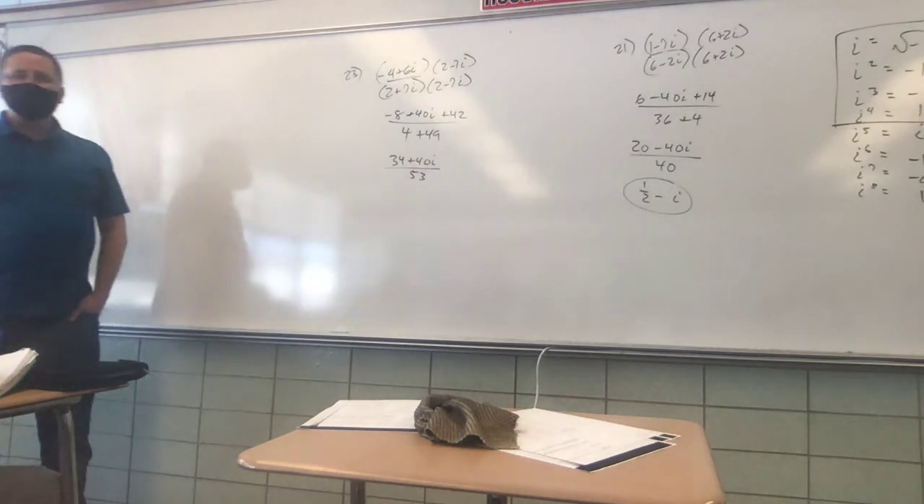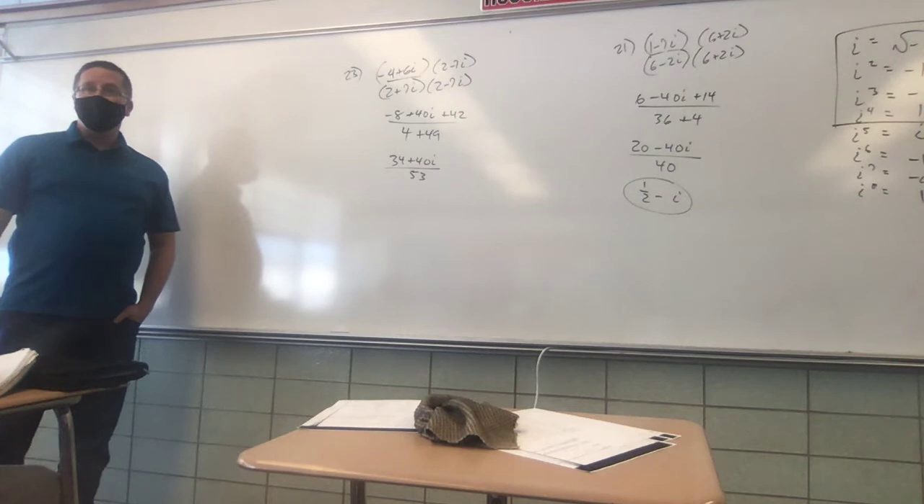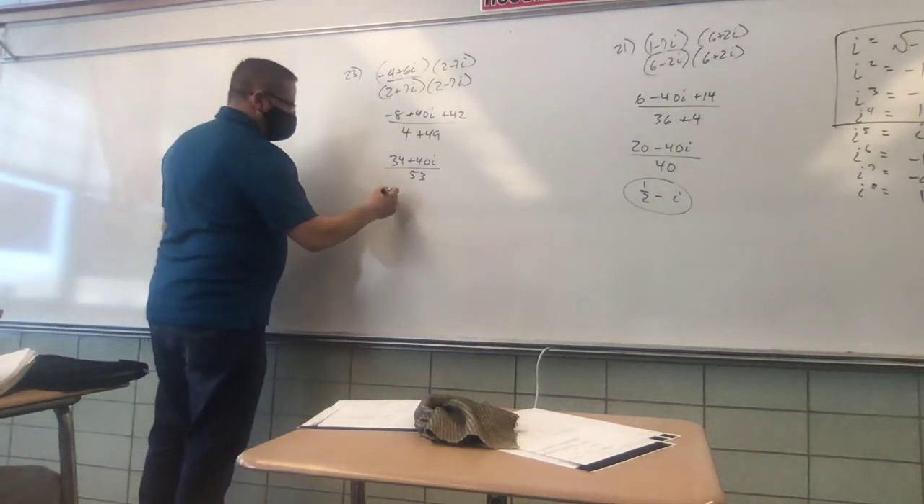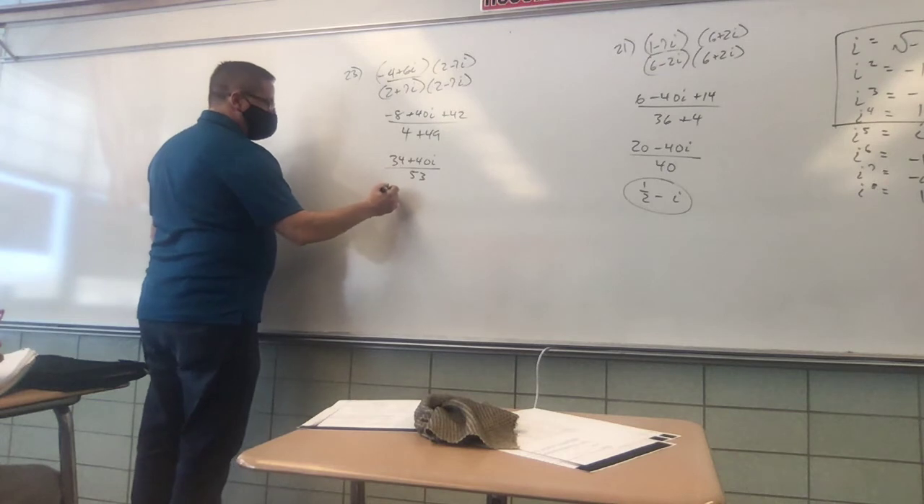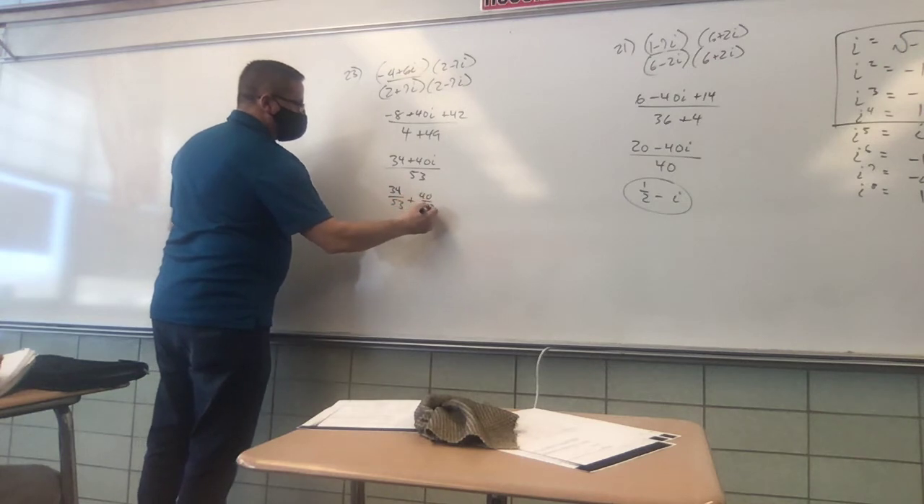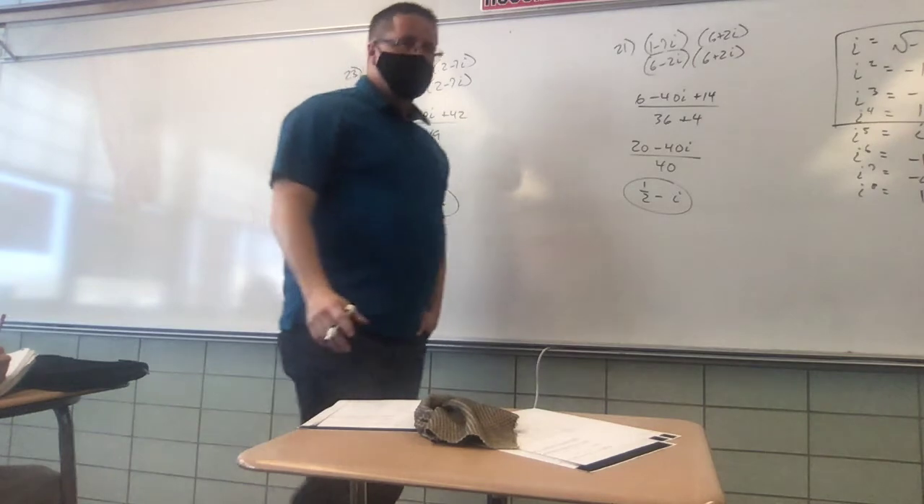And again, on a test, I'm not going to take points off. If you're taking a college class, they might take points off though, okay? A better answer would be what? The real part's what? 34 53rds plus 40 53rds i. The real part's 34, and that doesn't simplify.